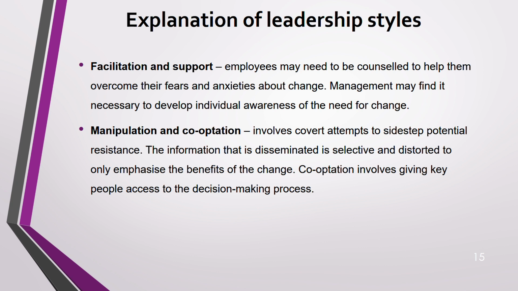Manipulation and co-optation, what does it mean? It's very easy, you manipulate. How? The information that you give them is very selective. You decide what information you want to give and what you don't want to give. You're not very open, neither are you very hidden. You're partially open, whatever is favorable for you. You only tell them the benefits of the change. Even if there are 10 drawbacks and 5 benefits, you will give them the 5 benefits and you will not talk about the 10 drawbacks. So that's how you're manipulating them.